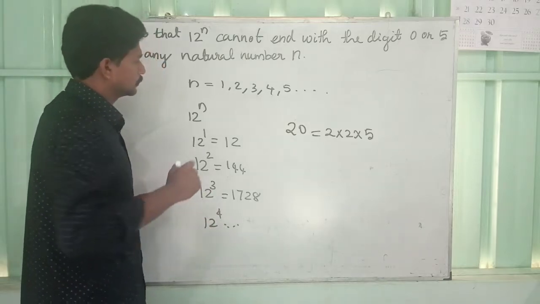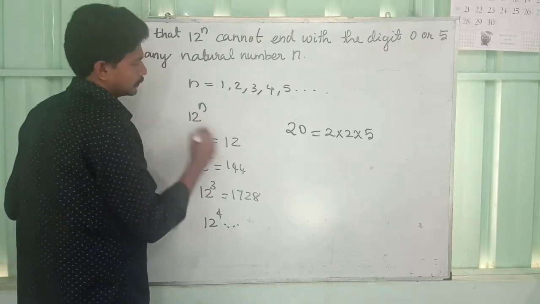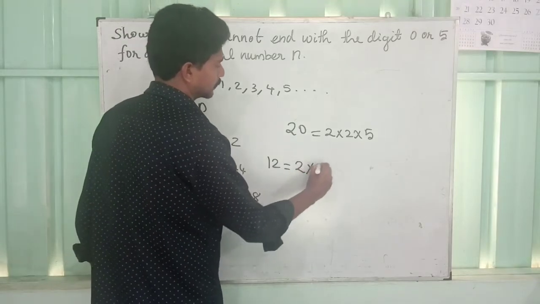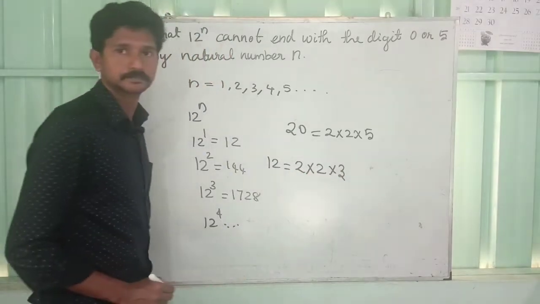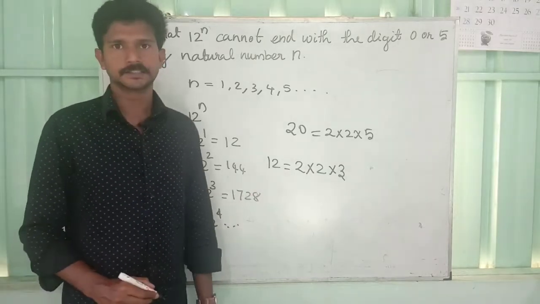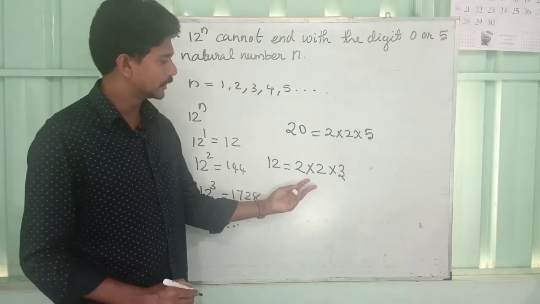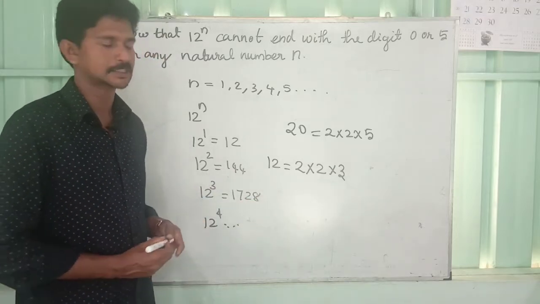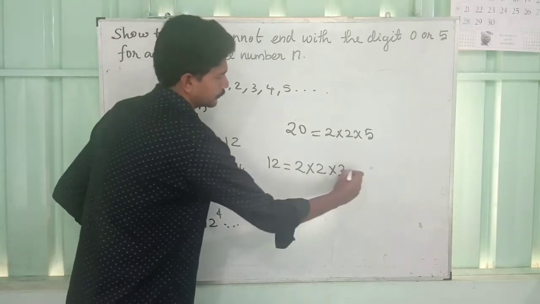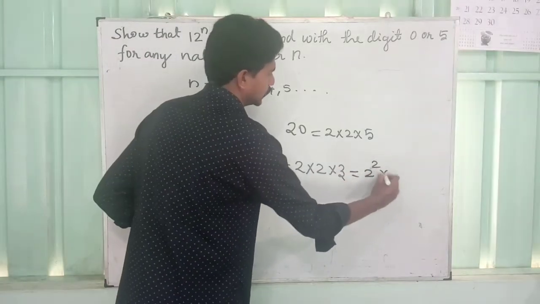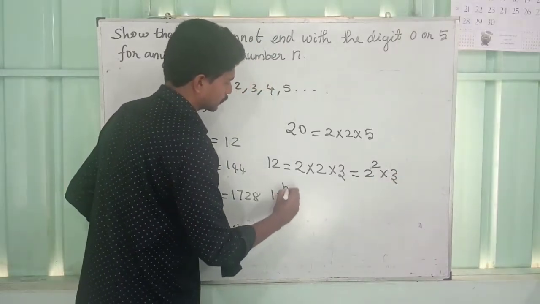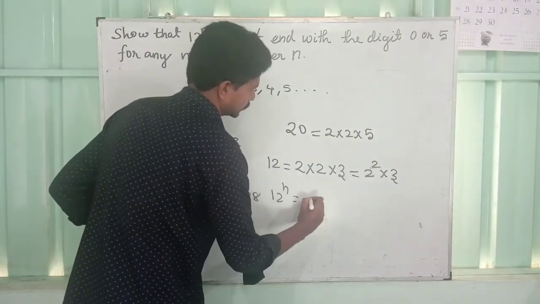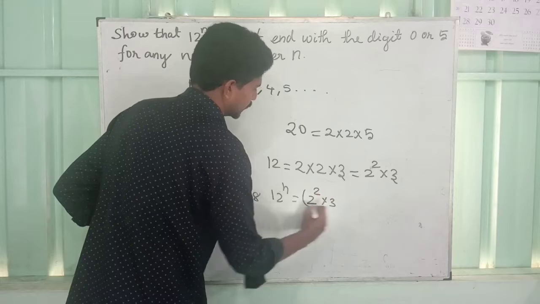Okay, so we can check it for 12. Let's take 12 and factorize it. If we prime factorize 12, we can write 2 into 2 into 3. From this we can understand that 12 does not contain 5, isn't it? 5 in the factorization വരുന്നില്ല. So when we simplify, 12 raised to the power n is 2 raised to the power 2 into 3, the whole raised to the power n. So that is 2 raised to the power 2 into 3 raised to the power n.